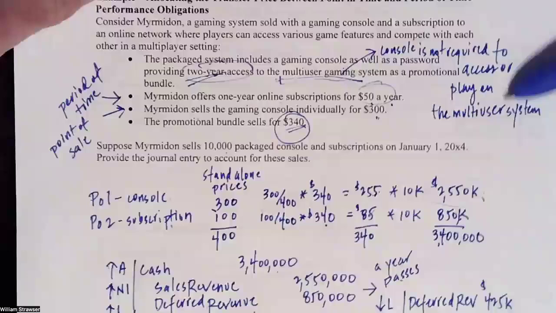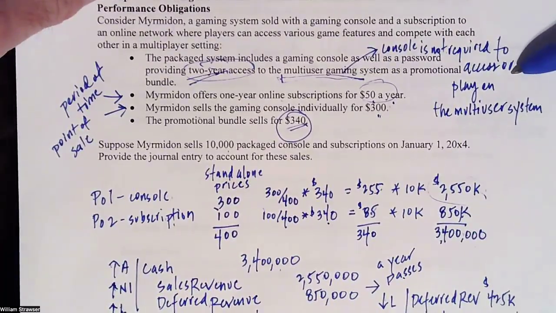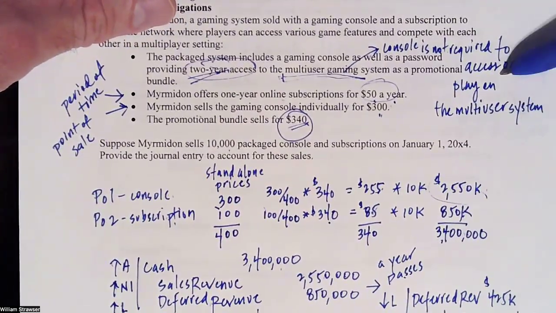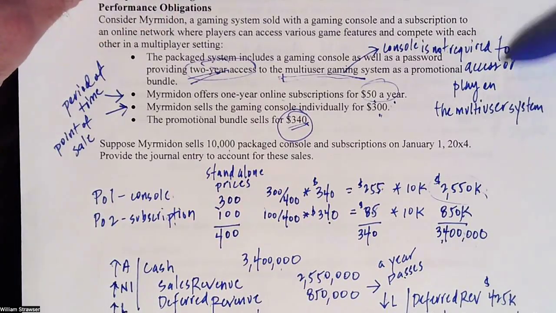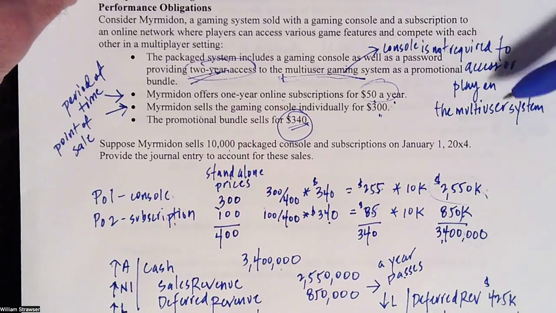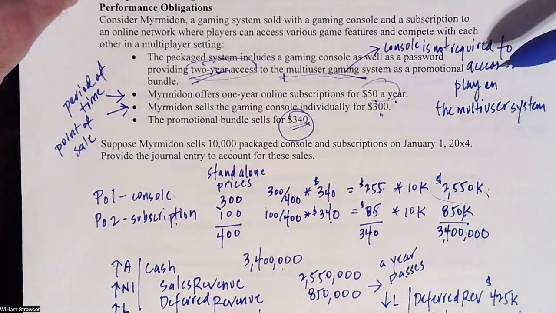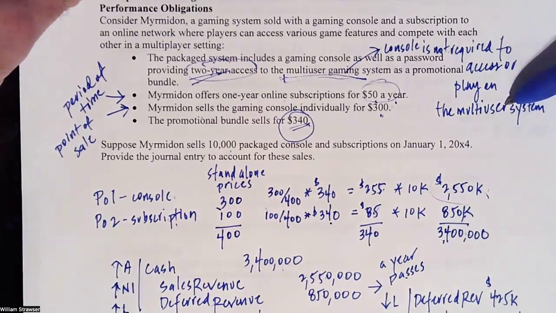So let's look at that Myrmidon example, why I added this extra qualifying language. The console is not required to access or play on the multi-user system. All right, well, in this case, maybe I can use a competing gaming system, not Myrmidon, but Achilles or whatever you want to call it, and I can use that console to get on this multi-user system. In that case, the subscription to the multi-user system, that gaming platform, is a separate performance obligation than the console because I can access the platform with any console other than Myrmidon's.